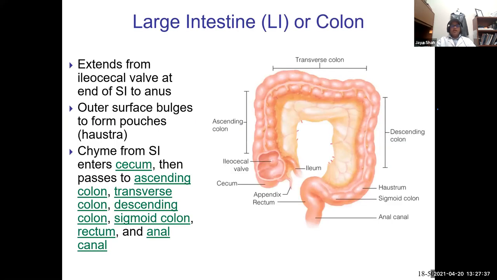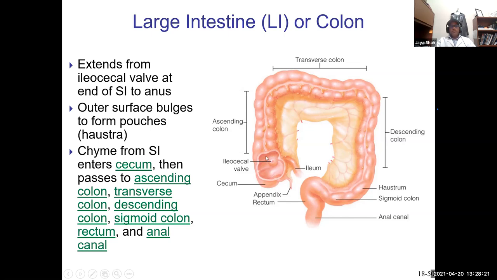So the large intestine is large because its diameter is large. It extends from the ileocecal valve, which is here, and the first part is the cecum, and then there is the appendix, ascending colon, transverse colon, descending colon. And there are pouches coming out of the wall, and each is called a haustrum, and the plural is haustra. Okay, so the outer surface bulges from the pouches, and these haustra contract because they have muscle, and that gives a mass effect on the feces, which is found here in the large intestine.